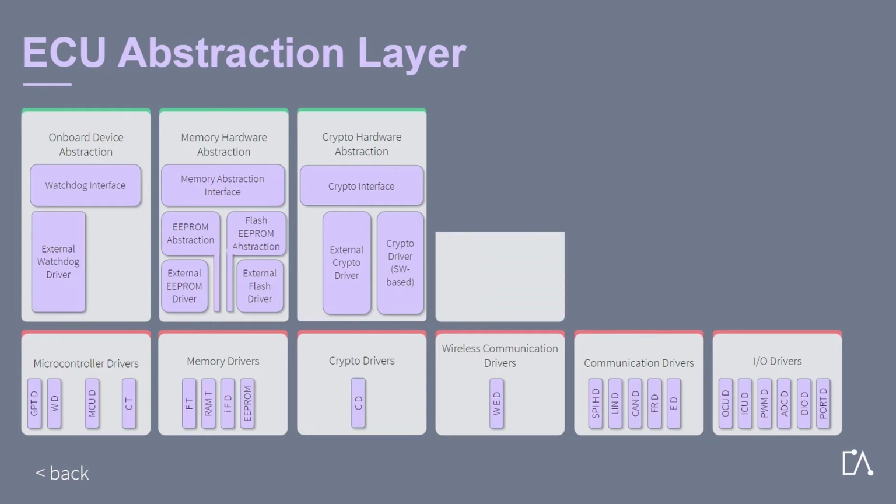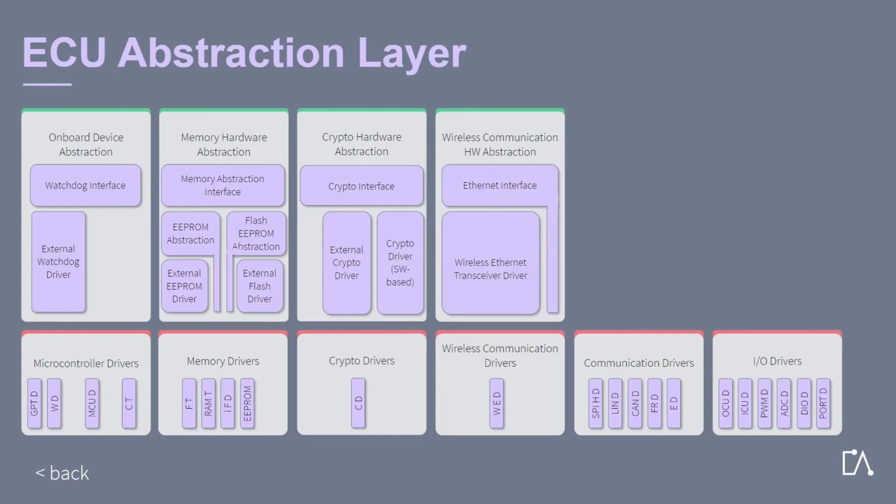The wireless communication hardware abstraction group can be seen as part of the communication hardware abstraction group or as a separate group. The example shows how the wireless communication hardware abstraction interfaces drivers for the offboard communication services. In this example the involved drivers are the wireless Ethernet driver, the SPI handler driver and the DIO driver.